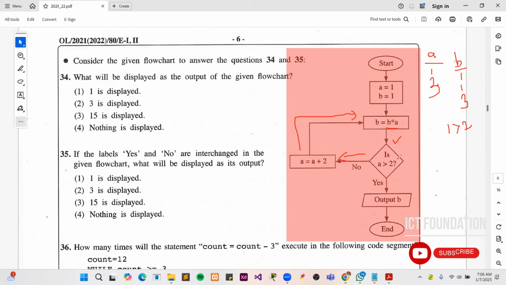Again, they are checking this condition. The new value of A is 3, greater than 2. That is the correct answer. So you will come with the yes path. So output B. B's new value is 3. The end will be executed. So they're asking, sorry, what will be displayed as the output of the given flowchart? So 3 is the answer. Second answer is the correct answer.